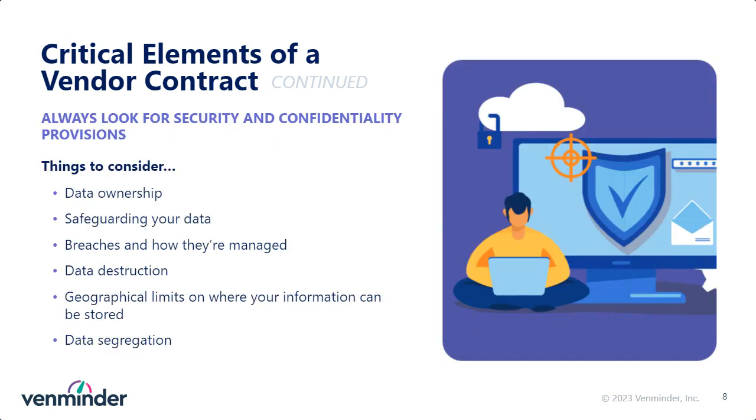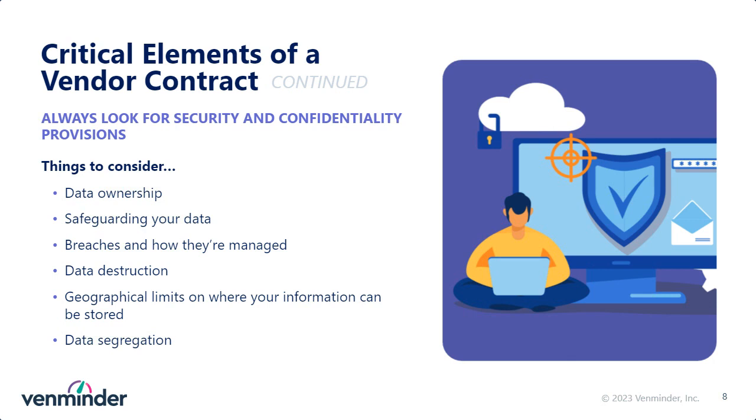Another very critical element of the contract is around security and confidentiality provisions. In this provision, whether it's your templated contract or a contract that's being handed to you by the vendor, you want to make sure it's covering things like data ownership, who owns the data and what happens to it upon transition, upon termination. You need to understand how your data is safeguarded and what controls that vendor has in place to help prevent breaches to your data or potential breaches to your data. You most likely want to cover data destruction at the time of termination, when you would require data destruction, and what you would require as a part of that.